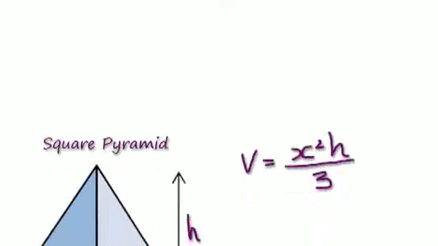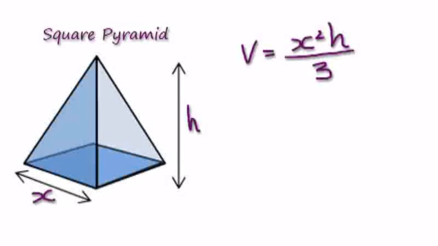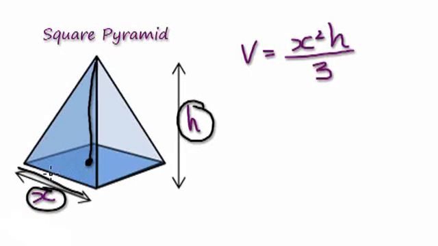Okay, let's give you guys some practice. So here we've got a square base pyramid. The height of the pyramid, that's from the center here all the way up here, is h, and the length here is x. Because it's a square base, if this is x, then this must also be x.